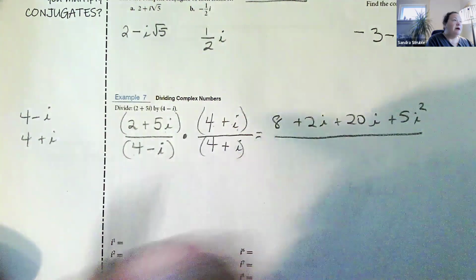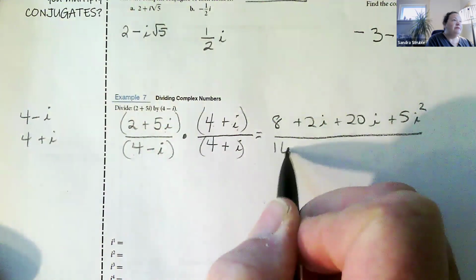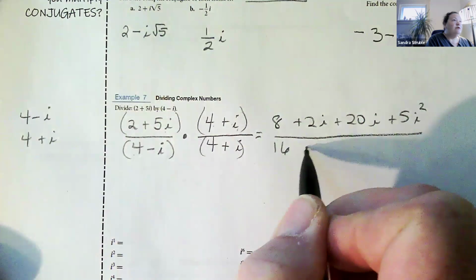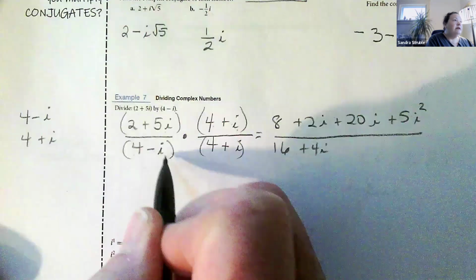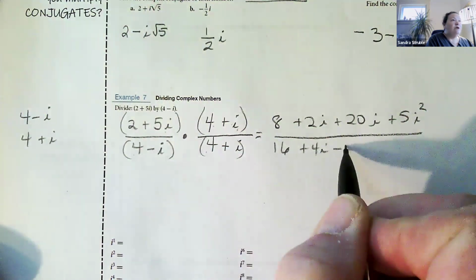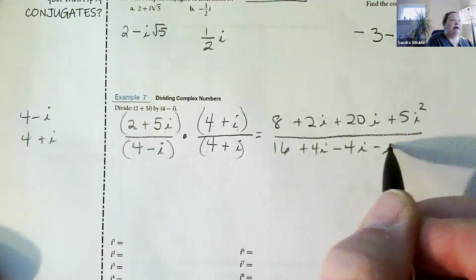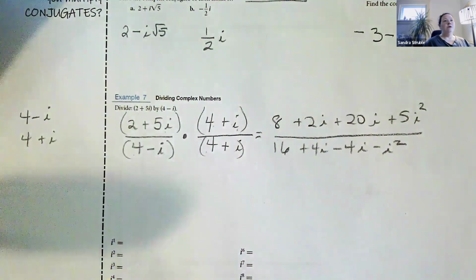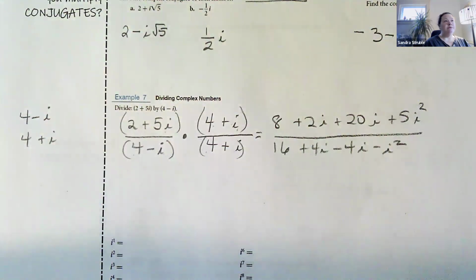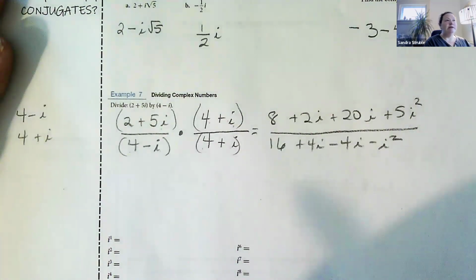Now we're going to multiply the bottom. 4 times 4 is 16. 4 times i is 4i. -i times 4 is -4i. And then -i times i is -i squared. We're going to go ahead and combine like terms and change our i squares to -1.